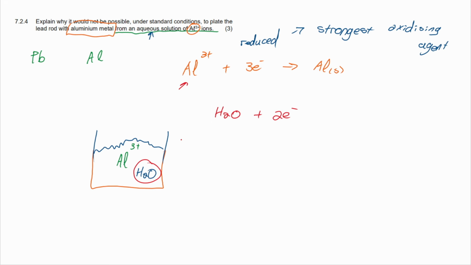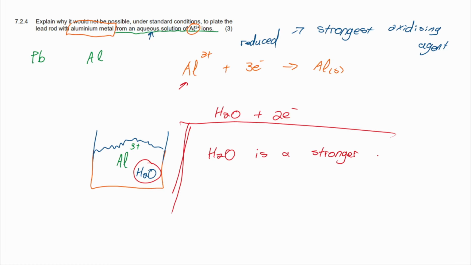So that is literally what we're going to write. This is where I'm going to answer the question, and this was just some explanation. So water is a stronger oxidizing agent than the aluminium ions.